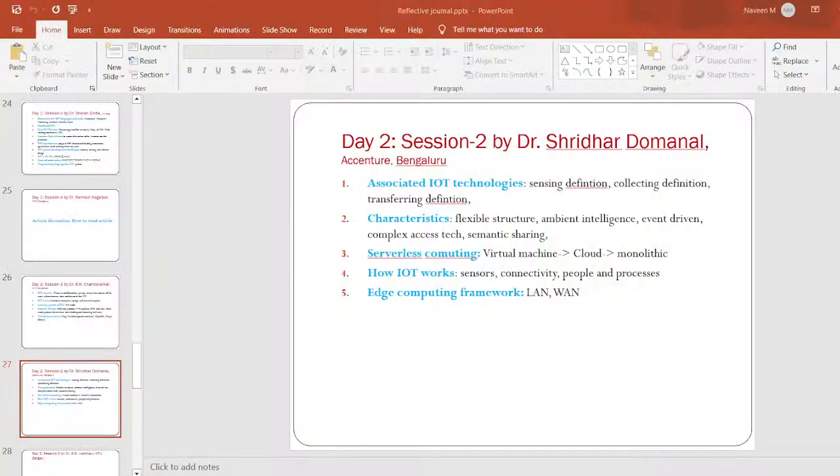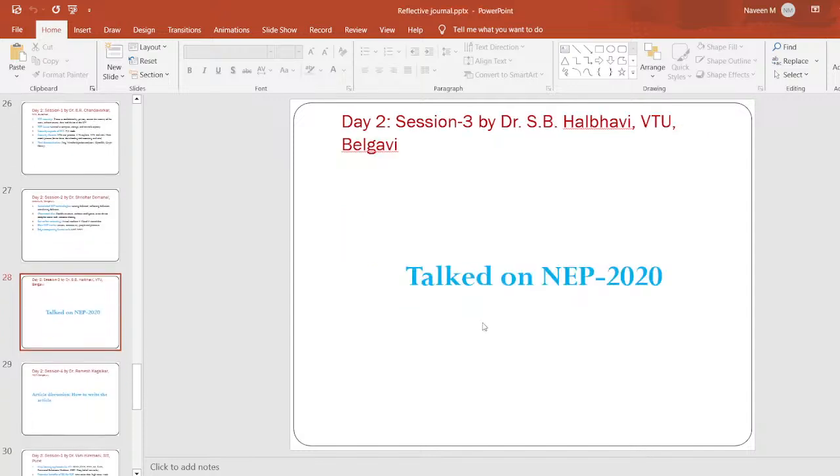Then again on the same day, session 3 was by Dr. S.B. Halbavi sir. We have nothing to do with IoT here. The only thing is, sir talked more about NEP. Okay, so you need not consider this while listing out the key lessons.